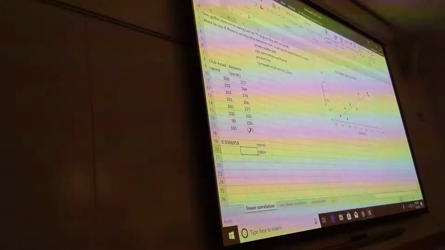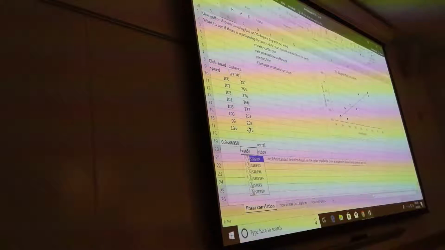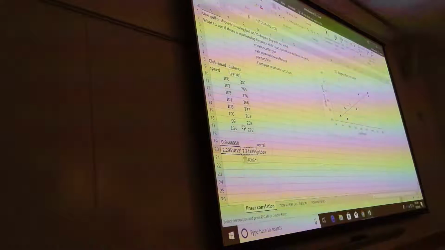So, do you remember the command? It's the STDEV, right? Which one do I use? Just use the plain one or the .S? Okay, the .S, STDEV.S, or this one here. Those are the exact same thing. Okay? Highlight your data. So I'm going to copy that and paste that. Okay, so the standard deviation of speed is about 2.29 miles per hour. The distance is 7.74 yards, okay? All right, so we can now find the slope.